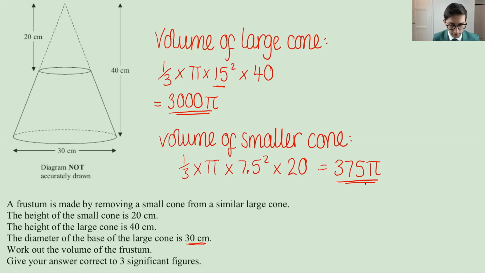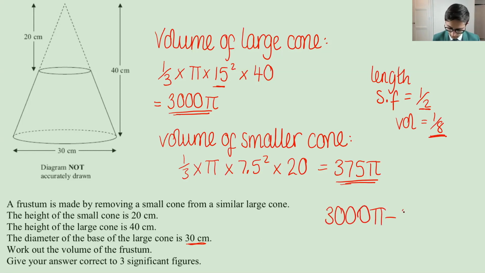but the other way we could have actually found this is because the length scale factor was equal to a half, the volume scale factor is equal to an eighth, because it's this one cubed, a half times a half times a half in each dimension. And so the volume is an eighth of the size of the larger cone. So now we can just subtract the two. So that's the exact answer. And to 3 significant figures, that would actually be.